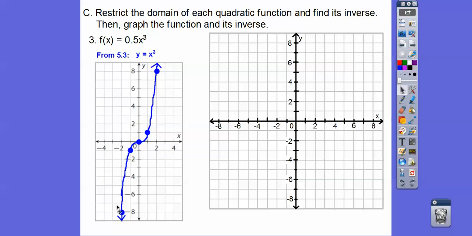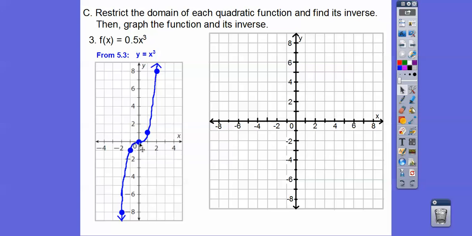Over 2, down 2, because negative 2 cubed is negative 8. So we made a graph and it did that. Now, this is a vertical compression, so we're going to go up half as much as this one. So we're going to go over 1, and we're not going to go up 1, we're going to go up a half. So over 1, up a half. It's going to go right there, and same on this side.